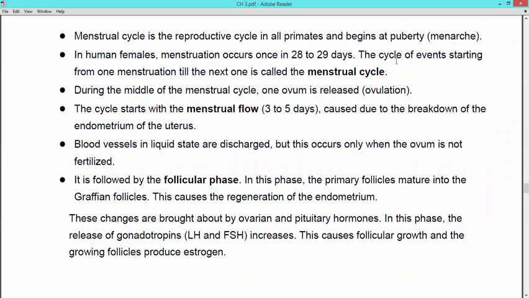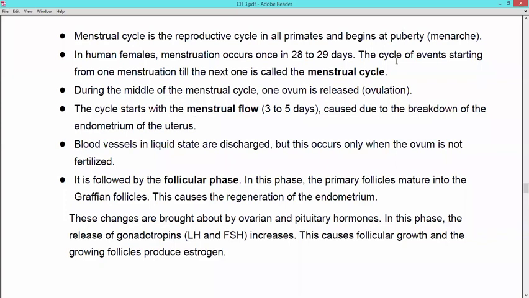Next, the blood vessels present inside the endometrium are discharged in the liquid state, right? But this occurs only when the ovum is not fertilized, right? So when the fertilization of the ovum with the sperm does not take place, only then is the menstruation going to take place, right? So when menstruation takes place, it is a marker that says that fertilization has not taken place.